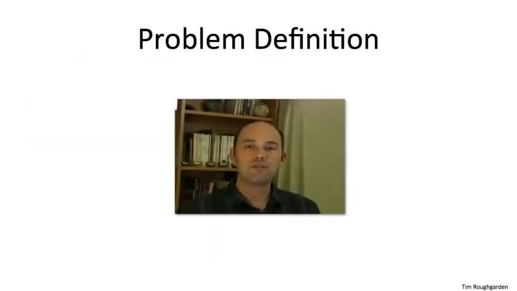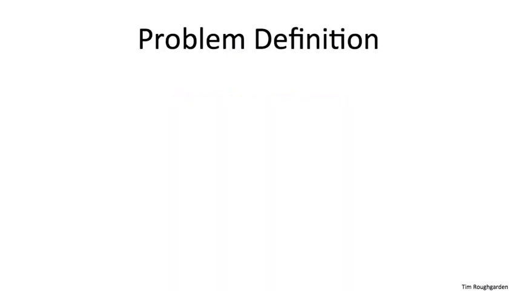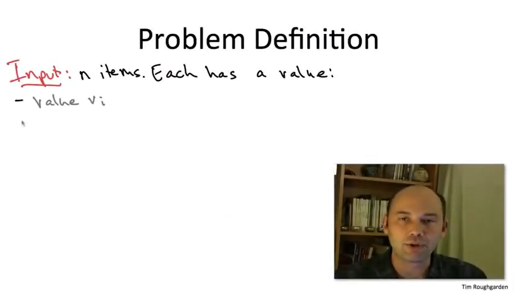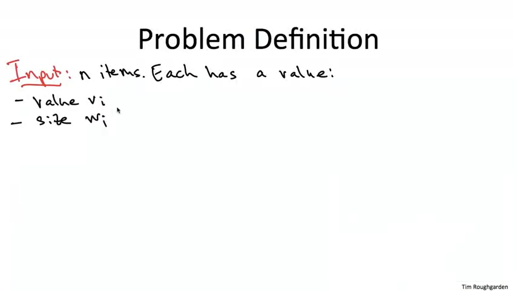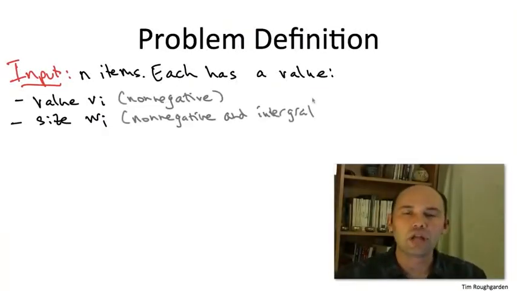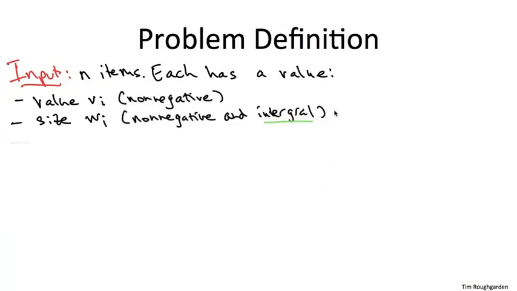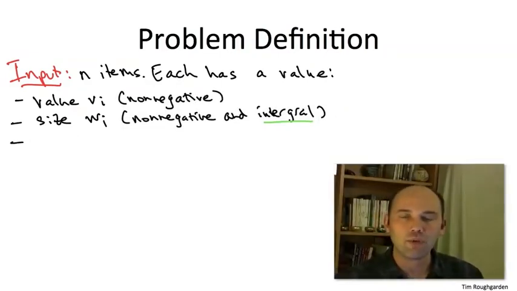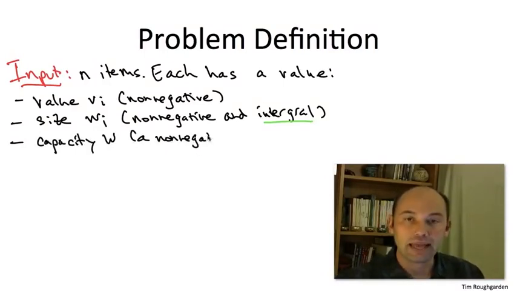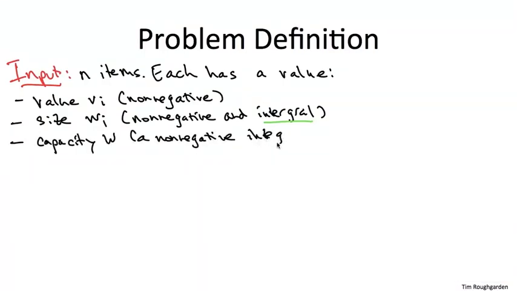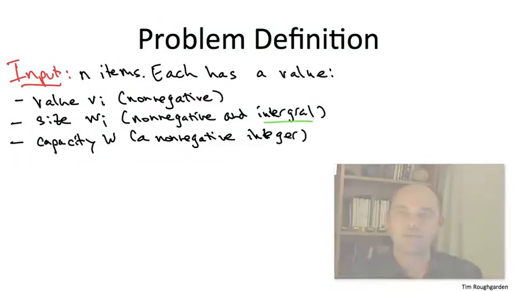So let's jump right into the definition of the knapsack problem. So the input is given by n items. Each item comes with a value, v sub i, the more the better for us, and also a size, w sub i. We're going to assume that both of these are non-negative. For the sizes, we're going to make an additional assumption that they're integral. In addition to these two n numbers, we're given one more, which is called a capacity, capital W. Again, we'll assume this is both non-negative and an integer. The role of these integrality assumptions will become clear in due time.